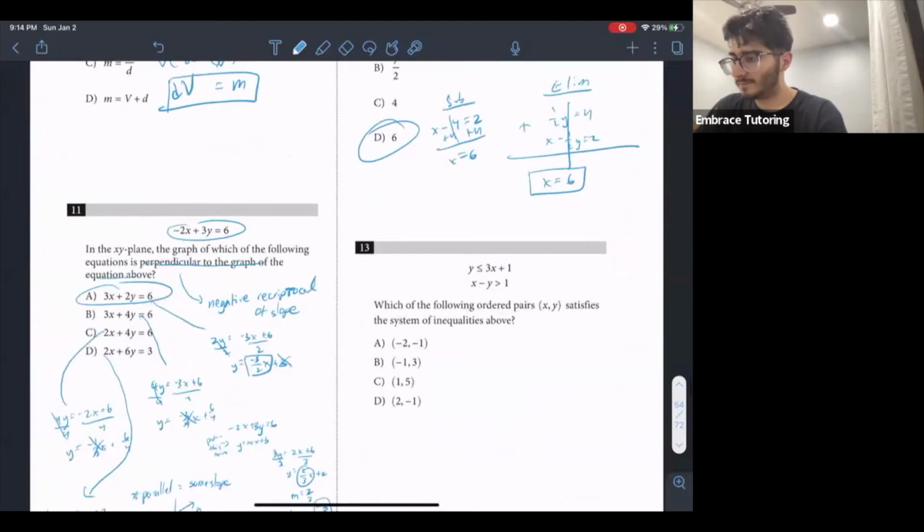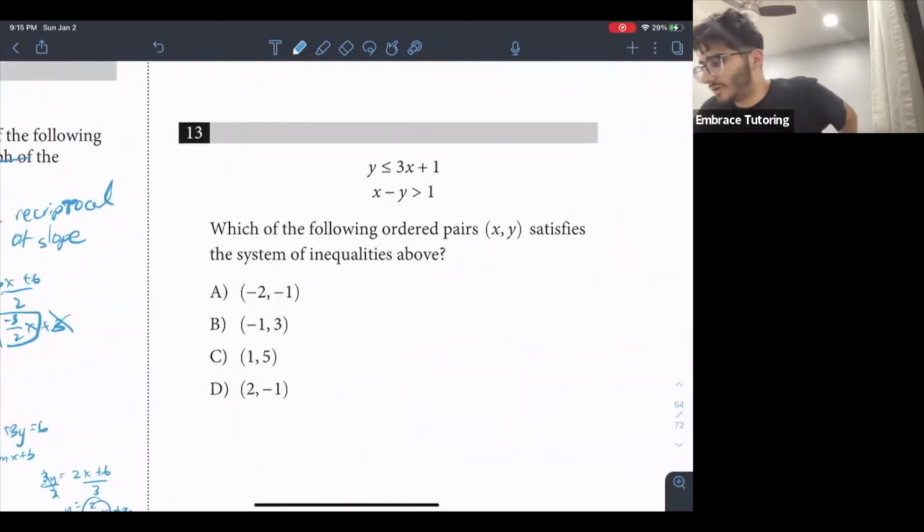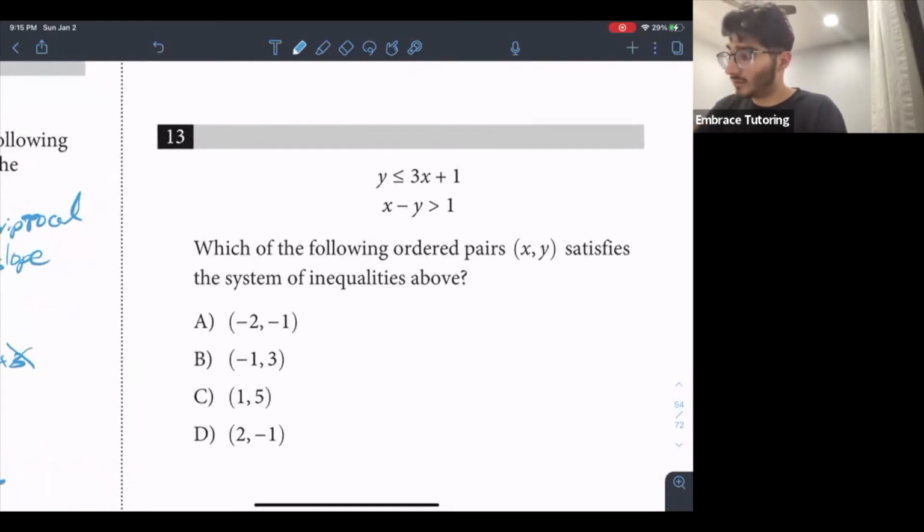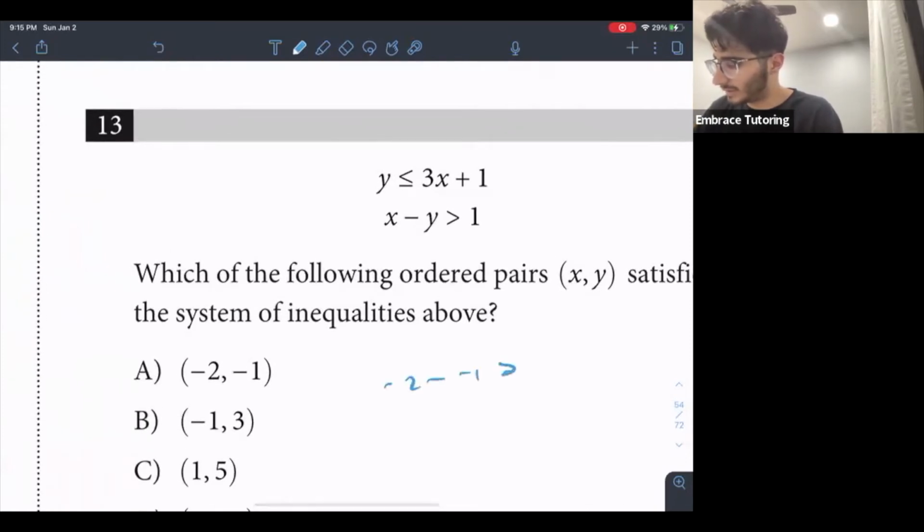Okay, next question. 13. Which of the following ordered pairs x comma y satisfies the system of inequalities above? So the best way to solve this problem would be to plug in each choice. It could take a long time, but that's the best way to check to make sure you're not making any mistakes, because when you plug in, it's basically basic computation to see which choice satisfies both inequalities. So basically, if you plug in negative 2 and negative 1, you get negative 2 minus negative 1 is greater than 1.